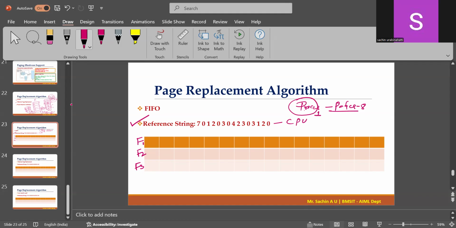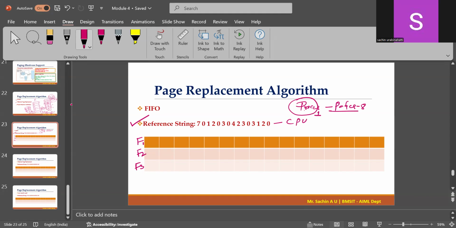But as you can see, we do not have 8 frames here. If I had 8 frames, I could have accommodated the entire process at once. Definitely, at some point of a CPU request, we will not find the page in the main memory. Initially, no page is inserted in the main memory.